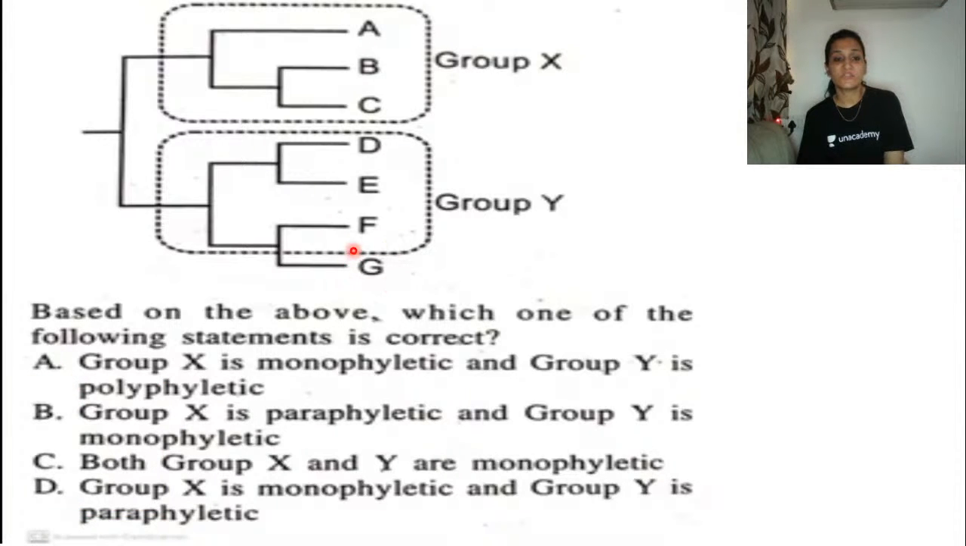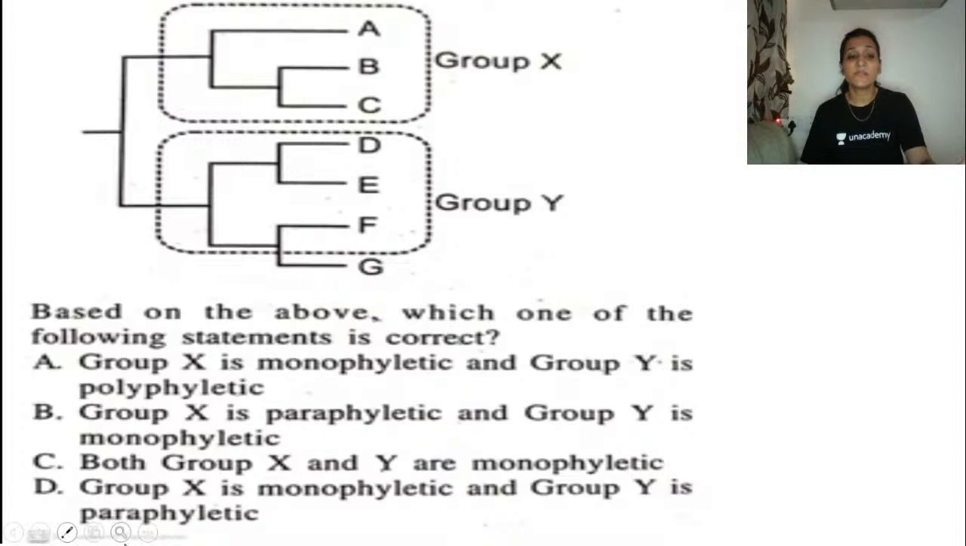You can see that here the G is excluded. And the last one is saying group X is monophyletic. In monophyletic, we know that all the ancestors are included, all the descendants are included. So yes, in group X, all the ancestors are included and all the descendants are included. And Y is paraphyletic. So all the ancestors are included, but all the descendants are not included. So G is not included in this case.